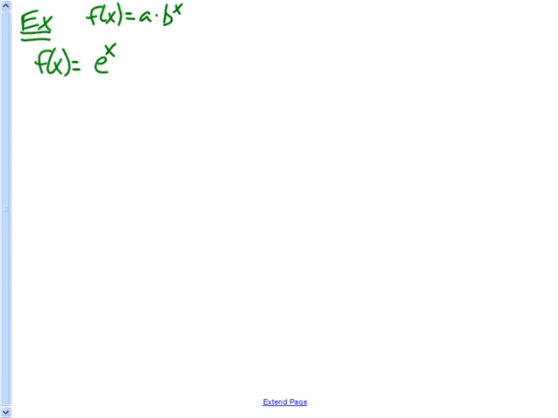So you're looking at that e and you're like, hey, that e is my b, right? And I have a 1 in front for my a. What is e? 2.718, which is bigger than 1. So this thing is an exponential growth. It's going to look like an exponential growth model here. Okay? And like you would expect, we'll just plug some values in.